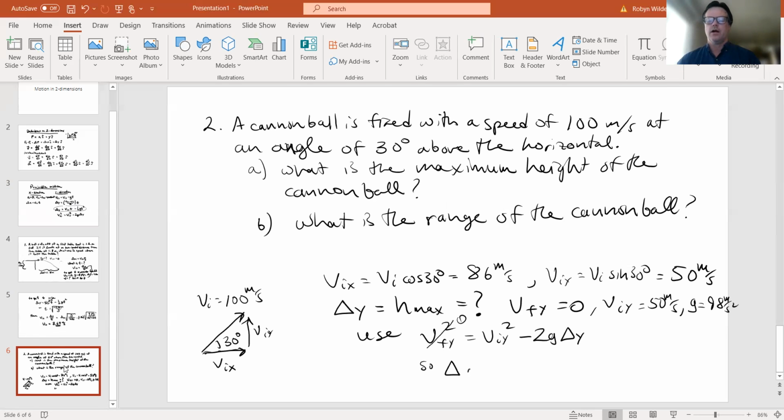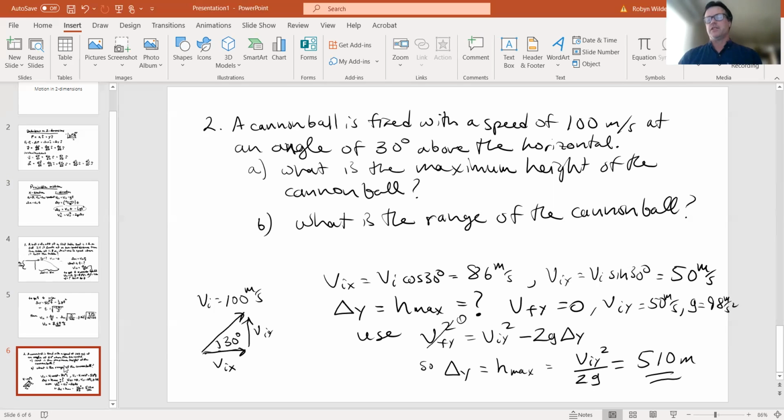So my delta y, which is my maximum height, I'm just going to solve for, right? So I'm going to add over the 2g delta y and then divide by 2g. So I get VIY squared over 2g. And if I plug in the numbers, right, I'm just plugging in the 50 meters per second for the VIY and 9.8 for the g, you'll get a maximum height of 510 meters.